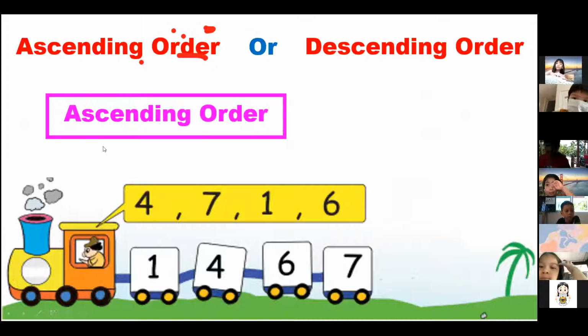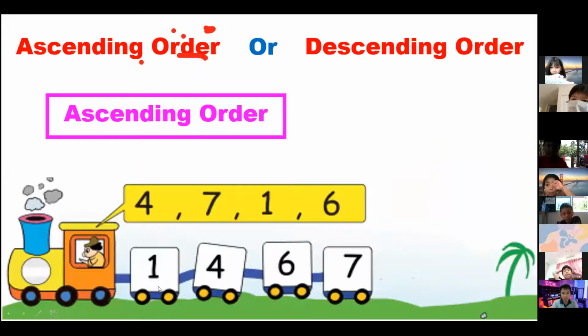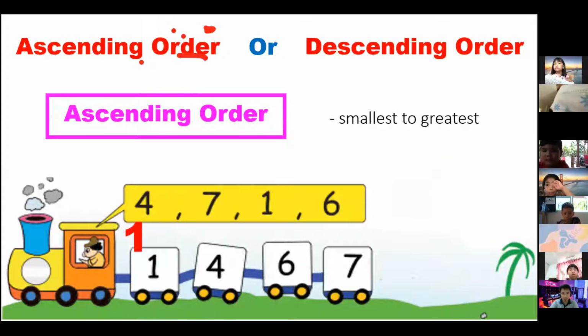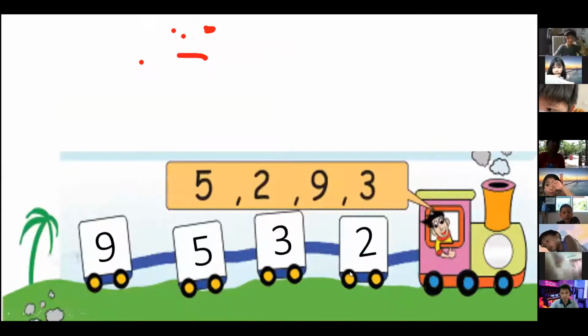These numbers are arranged in ascending order. Why? Is it ascending or descending? The answer here is ascending. Why? Because the numbers start from the smallest and end at the greatest. So 1 is the smallest, followed by 4, and then 6 and 7. So it is called ascending order: 1, 4, 6, and 7.